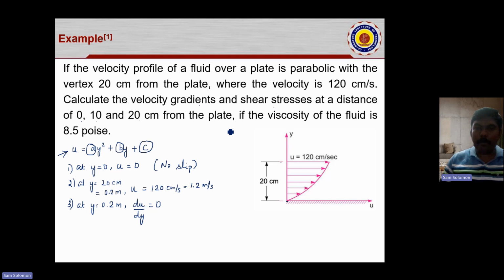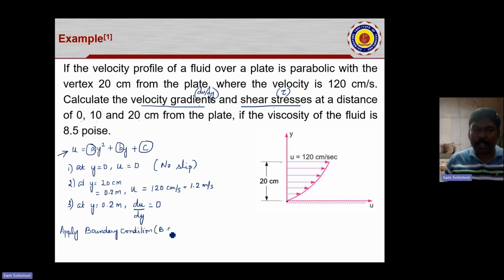So what do they mean by velocity gradient? Velocity gradient is du by dy, and the shear stress is the value of tau. Okay, so now let's go ahead and apply the values. So let me apply the first boundary condition.